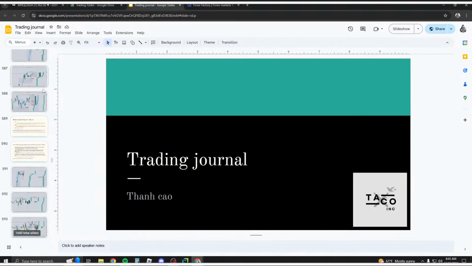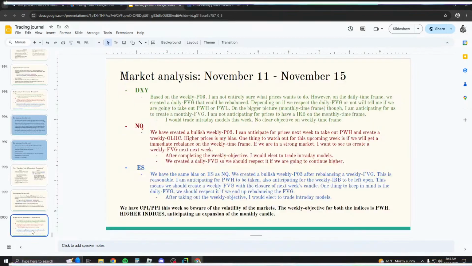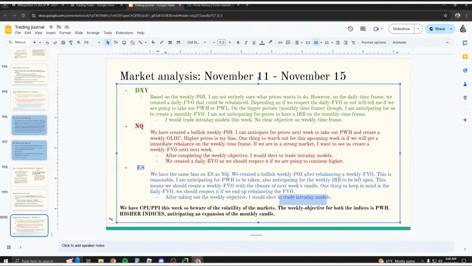But let's see. Like I said, EQ, yes. After we take out the weekly objective, I would trade intraday models. After completing the weekly objective, I would like to trade intraday models, which I'm doing right now.